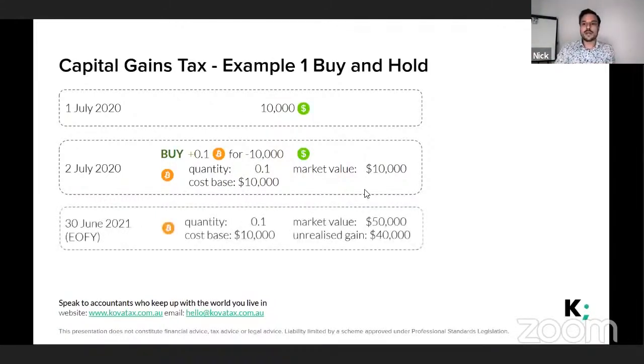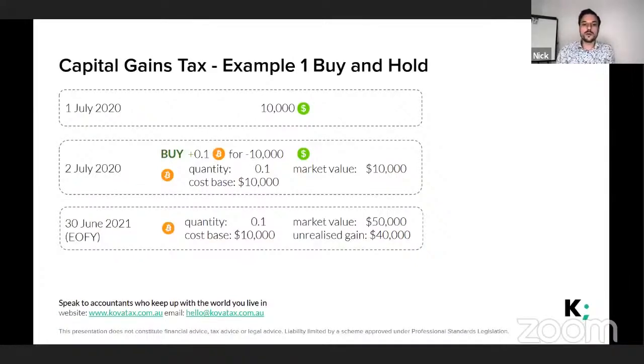So now it's the end of financial year. It's the 30th of June, 2021. And Joe's wondering, what are the tax outcomes going to be for me? Because in that meantime, the value of Bitcoin that he holds has gone up significantly. The market value is now $50,000. Woohoo! So this is a great outcome for him, but he's wondering, how is he going to have to pay tax on this? What are the tax outcomes? So let's look at it and see what happens.